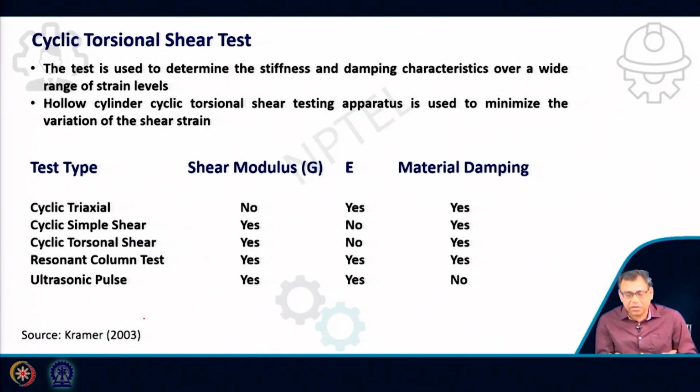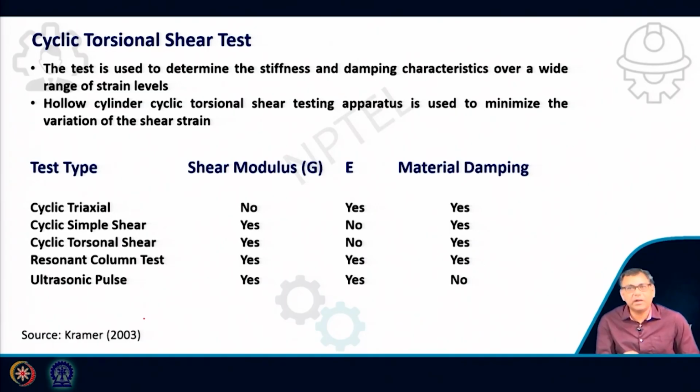Now, if I summarize all these tests, the cyclic triaxial test, here will we get the shear modulus? No. I am talking about the direct measurement. Shear modulus? No. We will get the elastic modulus. From there, by using the correlation, you will get the shear modulus. So, these are the things I will measure directly from this test. Cyclic triaxial test, I will measure elastic modulus directly and the damping ratio or the material damping.